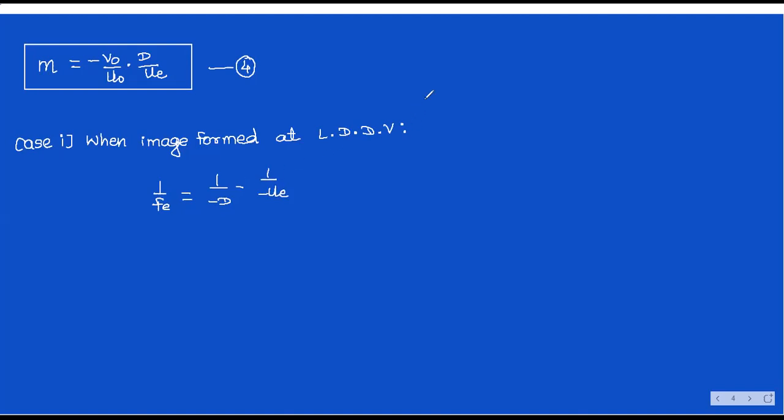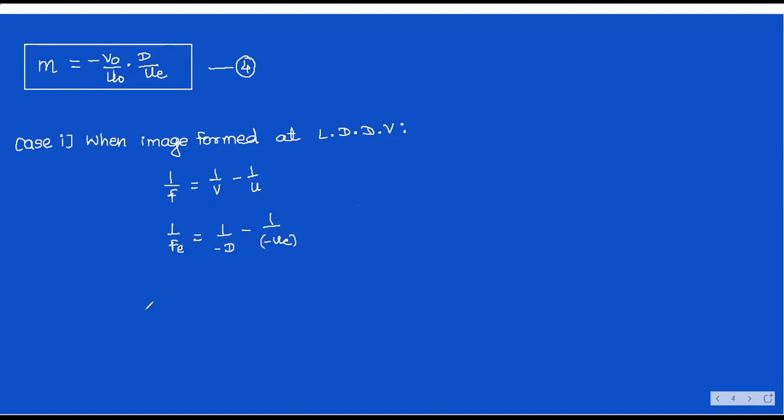Did you understand this, or shall I do one more step? Wait, I will do one more step so that you'll understand. We know the lens formula, 1 by f is equal to 1 by v minus 1 by u. Now for the eyepiece, 1 by fe is equal to, v is what? The image distance, where it is forming at the least distance of distinct vision, that's why minus d. Minus object is what here?